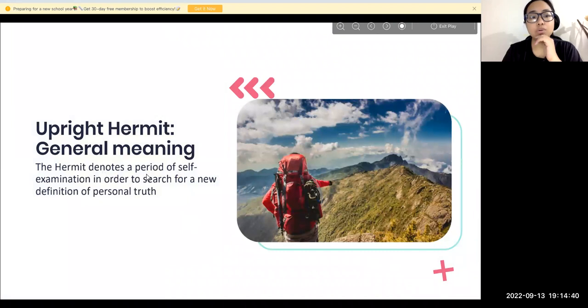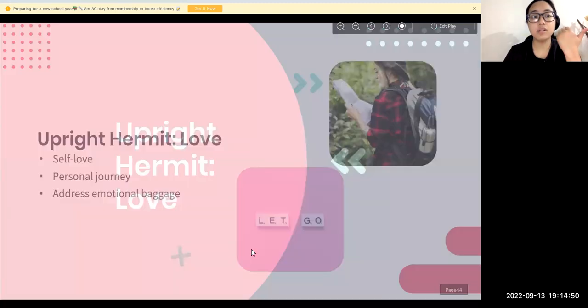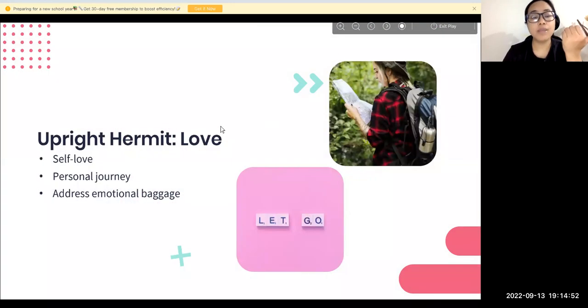Hermit also denotes a period of self-examination. This is a time where you're away from everything and you're examining yourself, finding your own personal truth and your own personal energy. So when this card is coming in a love reading or a relationship reading, it means self-love is important. It means don't jump from one relationship to another just because you had a breakup. You need to let go of the past and you need to heal yourself.